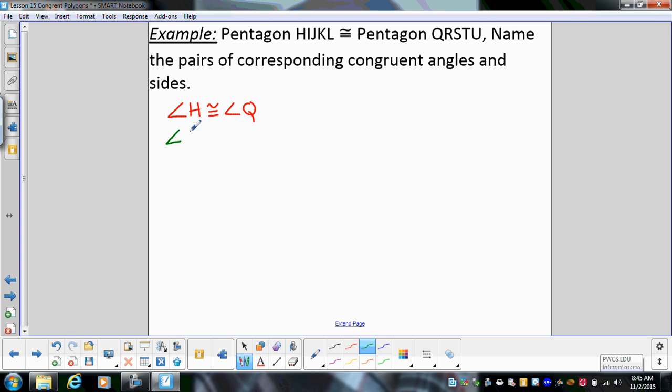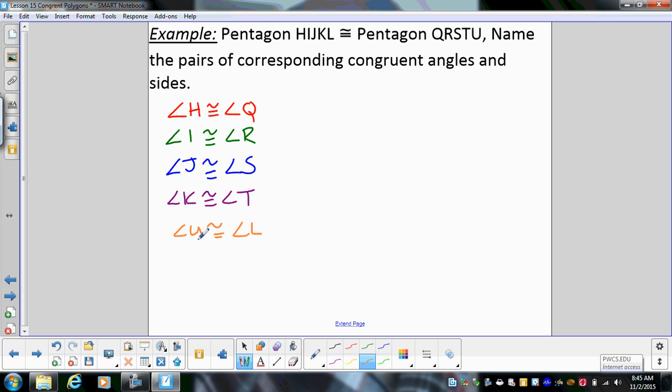Angle I is congruent to angle R. Angle J is congruent to angle S. Angle K is congruent to angle T. And angle L is congruent to angle U. Oh, and I did that backwards at first, I apologize for that. If I'm being consistent, I should say angle L is congruent to angle U.